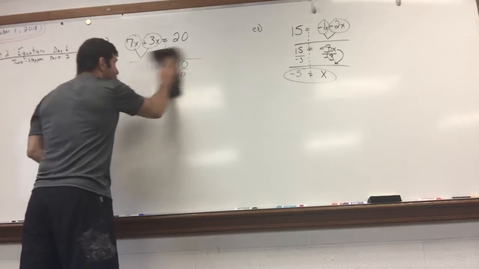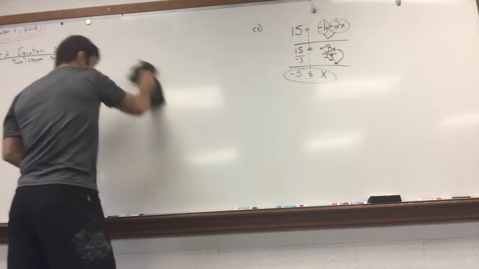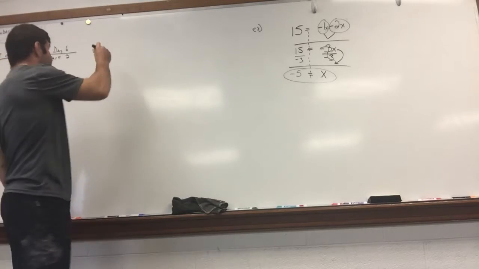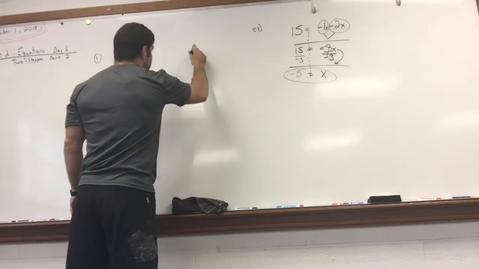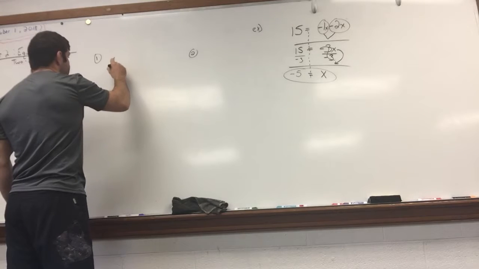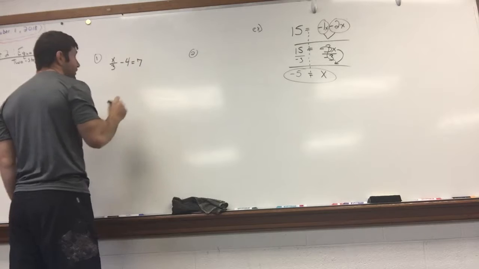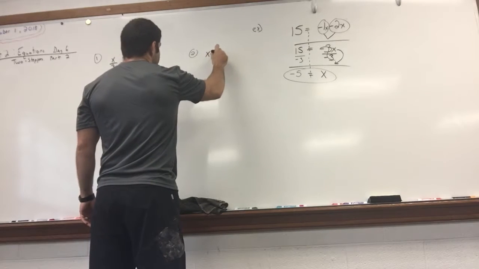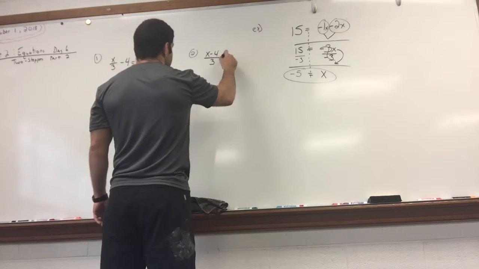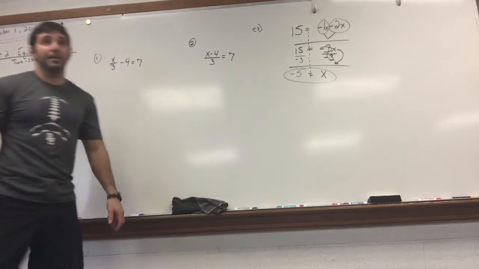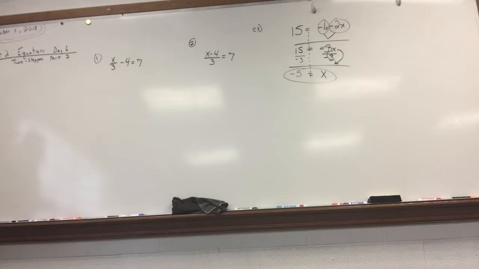Please make sure that you copy down these 2 problems. We're going to work 2 problems kind of at the same time. So here's problem 1, here's problem 2. X over 3 minus 4 equals 7. X minus 4 divided by 3 equals 7. These are very, very different.